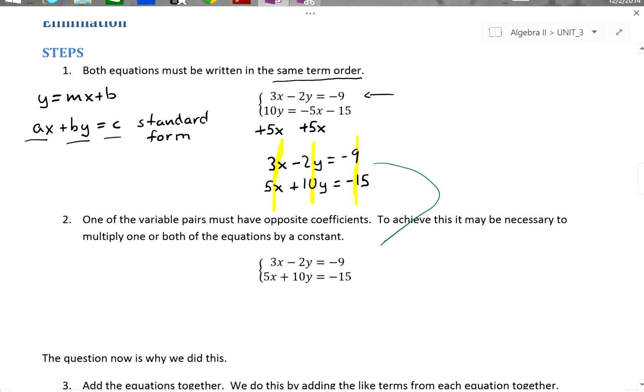I've rewritten what we've got down here. We can now do the second step. The second step in setting a system of equations up for elimination is that one of the variable pairs must have opposite coefficients. Opposites meaning positive, negative.